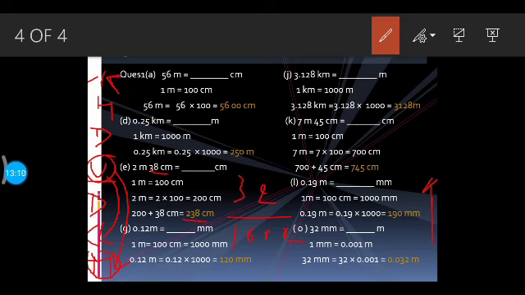If not, tomorrow we will do the questions of units of weight, so it will be more clear to you.